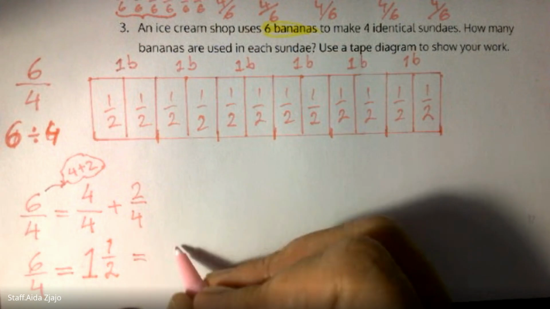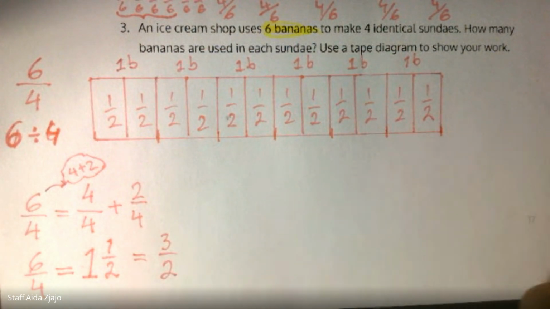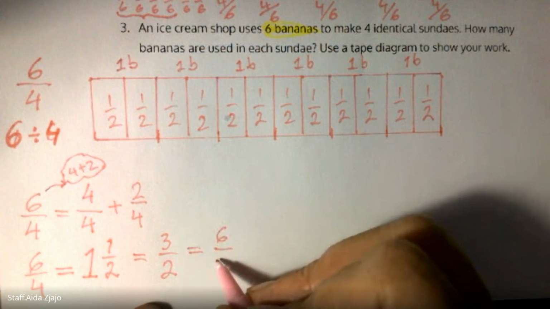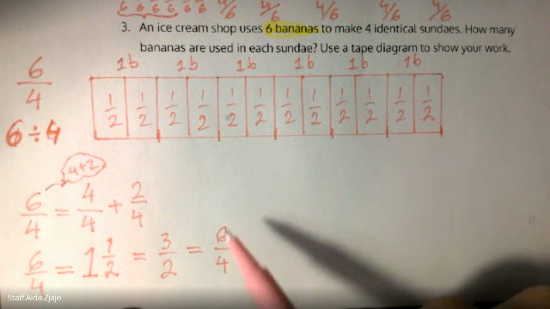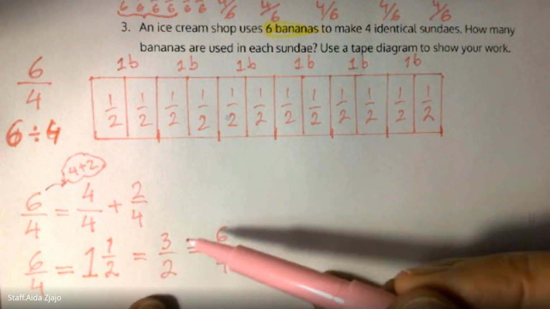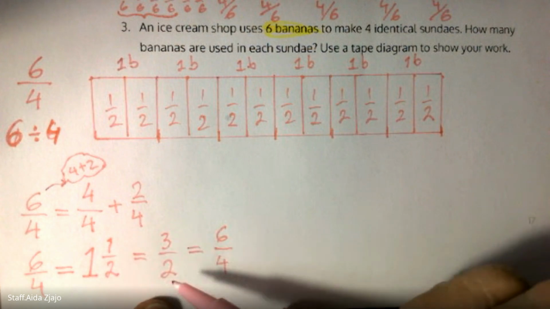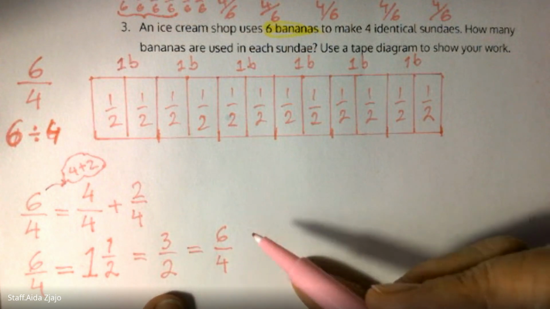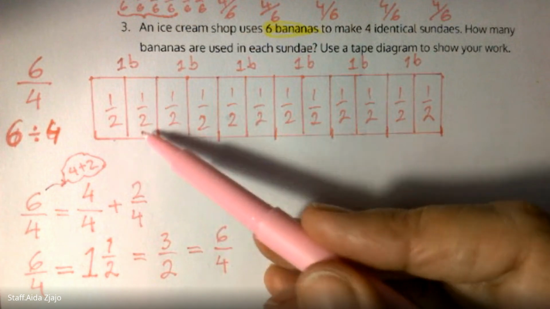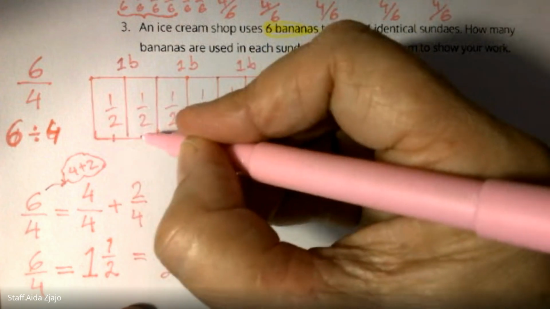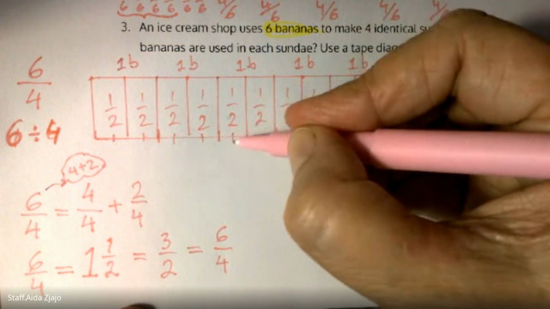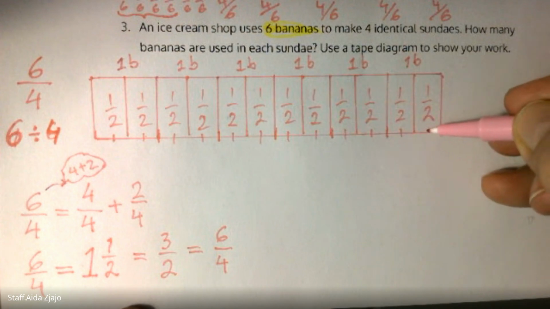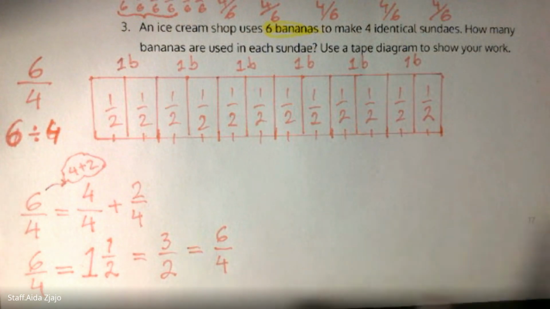So you can also think that 3 halves would be the same as 6/4, because 1 whole and 1/2 banana is 3 halves. 1 whole makes 2 halves, and then the 1/2 that you had makes 3 halves. Or you can also say, if I cut this into 4 pieces, like into fourths, then I will have 6/4 of a banana to make one sundae.